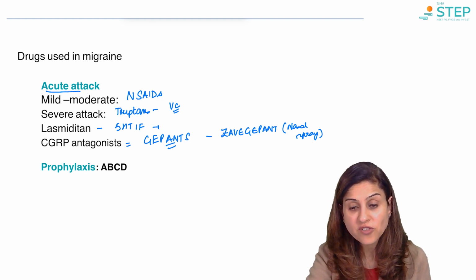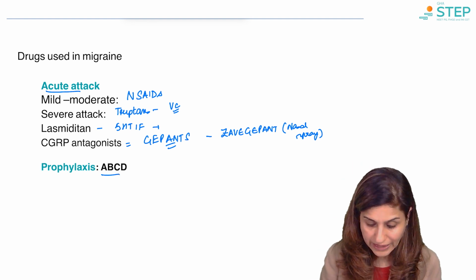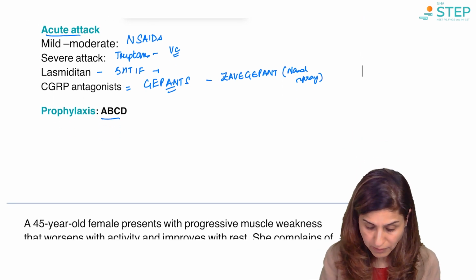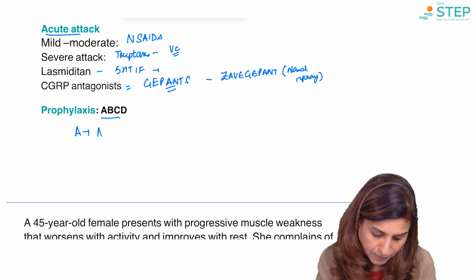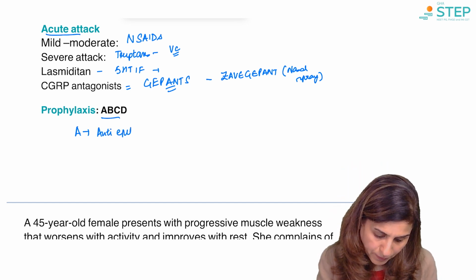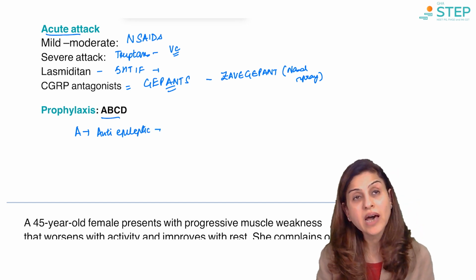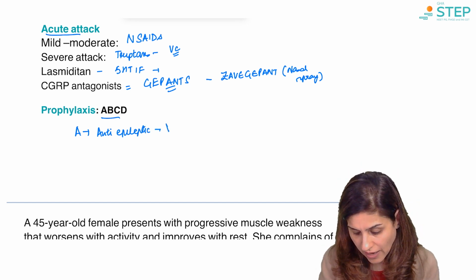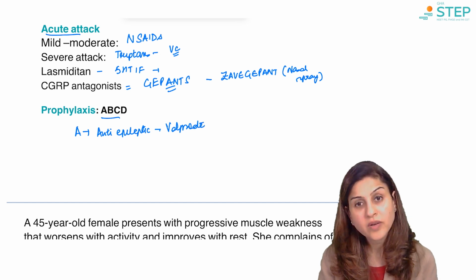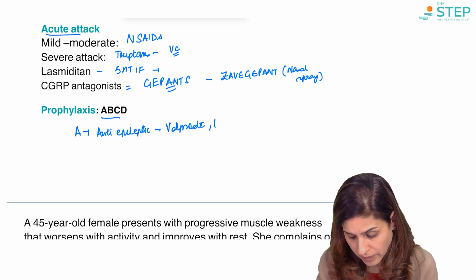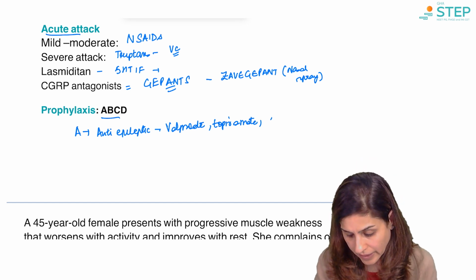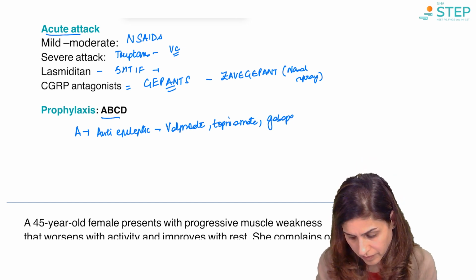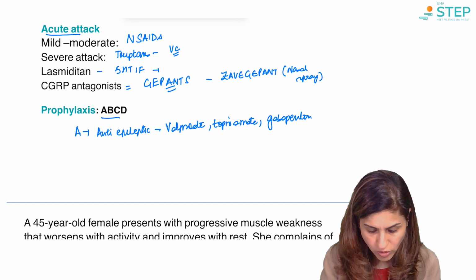Then for prophylaxis of migraine, you remember this mnemonic ABCD. So which are the drugs which can be given? A is your anti-epileptic drugs. Which are your anti-epileptic drugs? Basically, we have valproate, we have topiramate, and we have gabapentin, right? So one is this, and then we have B.